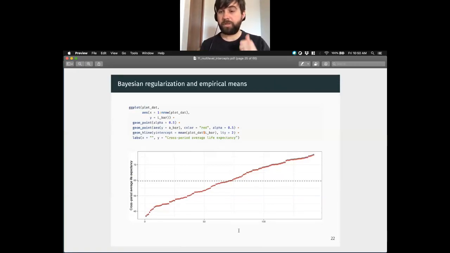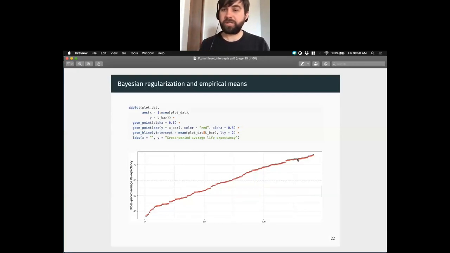So right now I've shown you the no pooling model overfits the data and the complete pooling model underfits the data. In this approach, we learn too much from the data. We overtrust the data, right? Because effectively what we're doing is we're saying all countries are fundamentally different from each other, and there's nothing about country B that tells me anything about country C, right? And that can't be right.